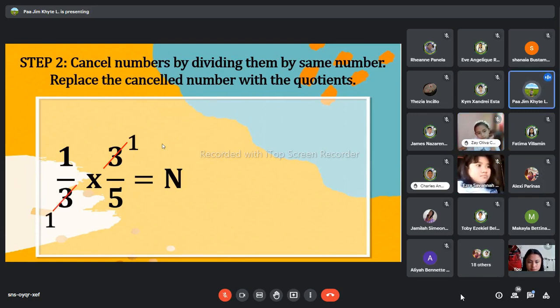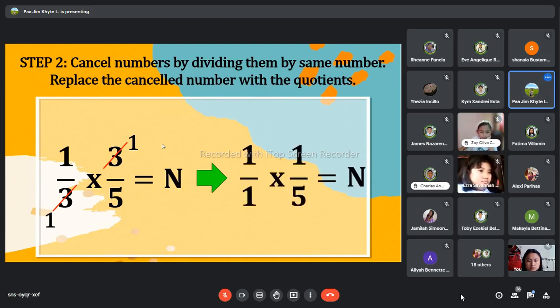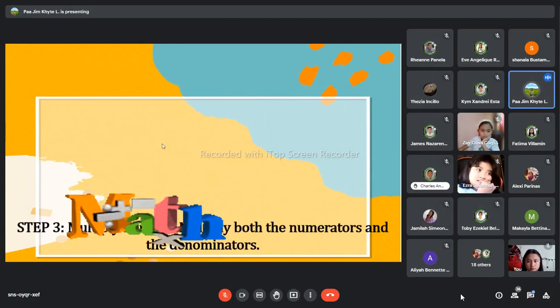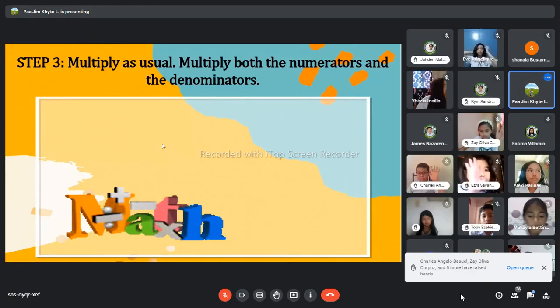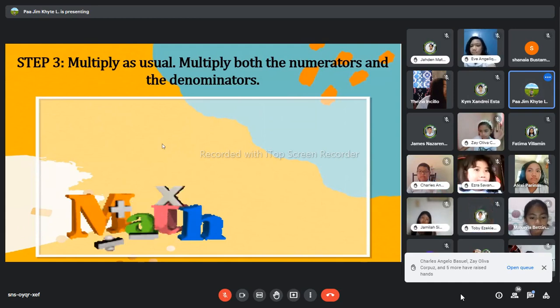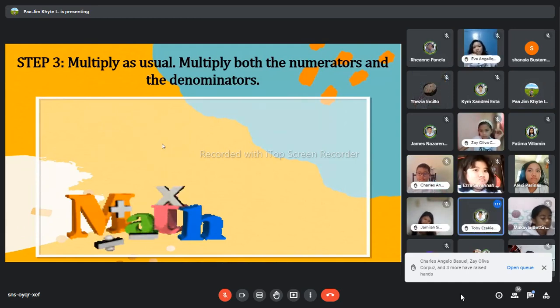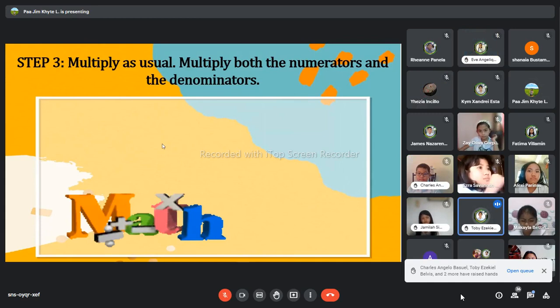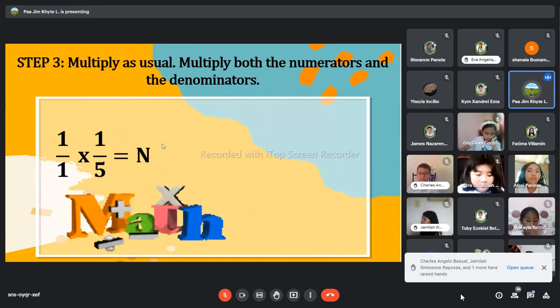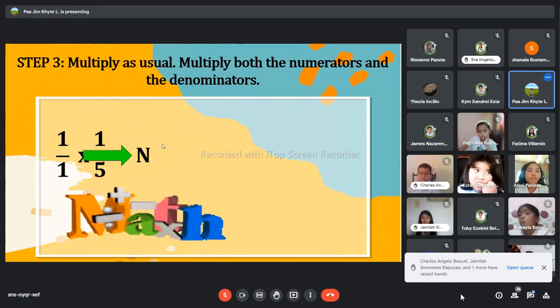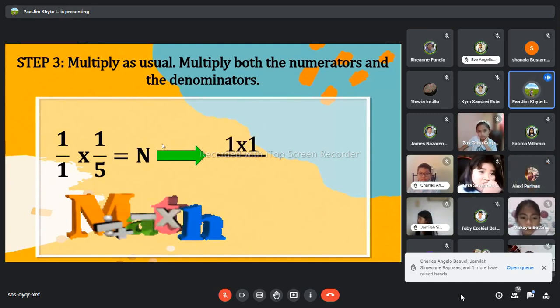Our equation will look like this. 1/1 times 1/5. Kindly read the third step. Toby? Multiply as usual. Multiply both the numerators and the denominators. Right. So since our new equation is 1/1 times 1/5, we will write it like this.